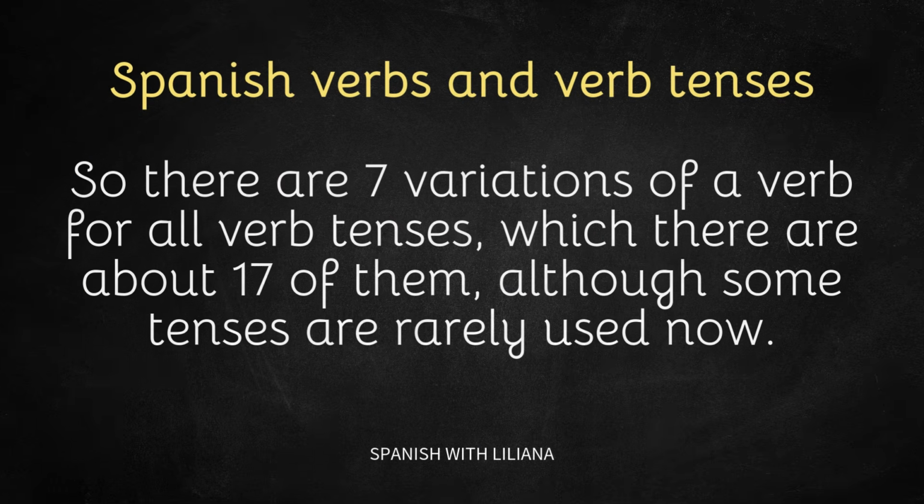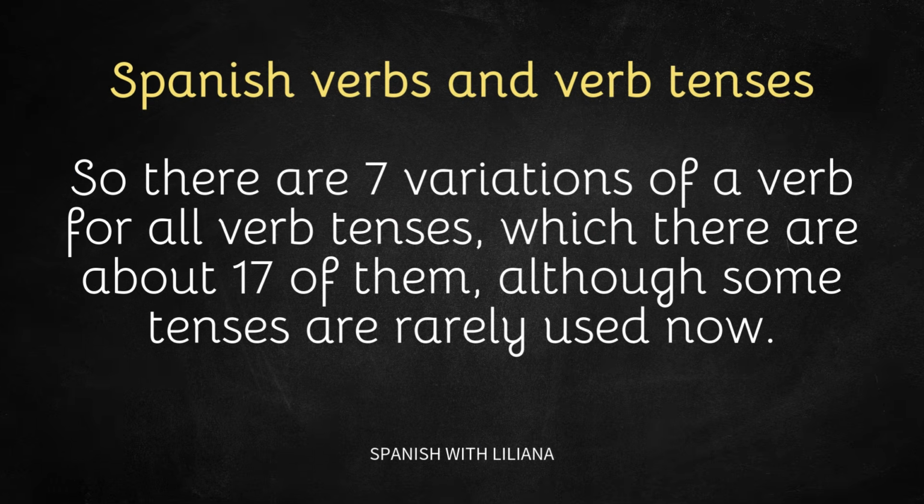So there are 7 variations of a verb for all verb tenses. And Spanish has about 17 different verb tenses. Some sources indicate more, others indicate less. It all varies because there are some tenses that are very rarely used now. But this is a challenge, right? Because you have to learn all these 7 variations for all of the different tenses. And that creates a lot of new words.